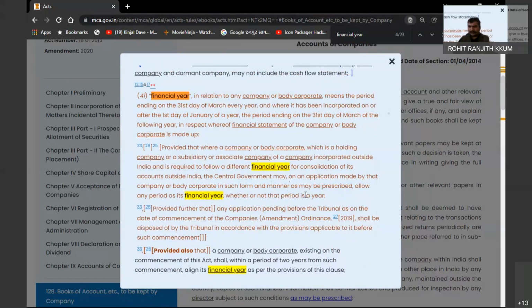What does it mean, not a year? It can be for less than 12 months, and it may be for more than 12 months too. So who has the authority to allow changing the financial year? The answer is the central government. Hey guys, are these two paragraphs clear to all of you? Financial year is a possible question in your exam.